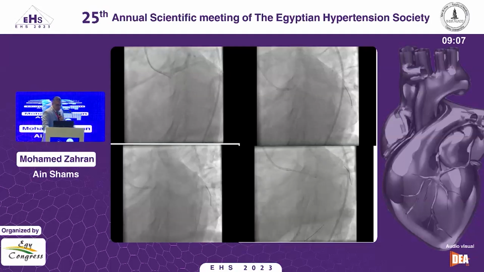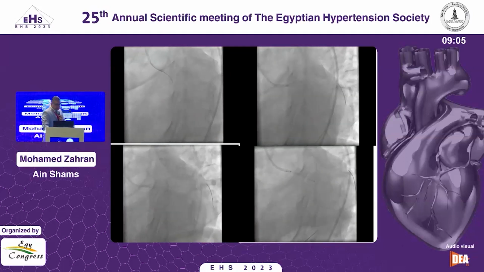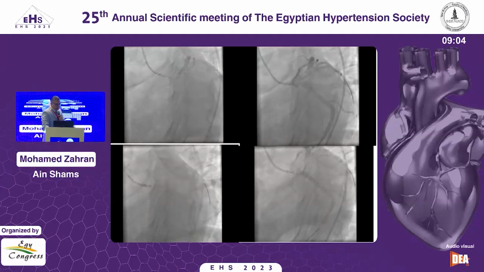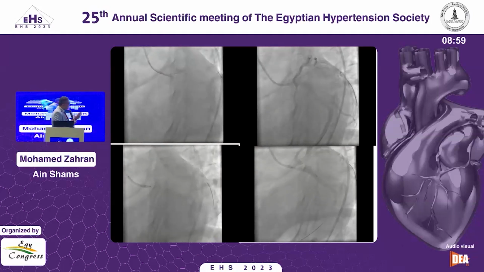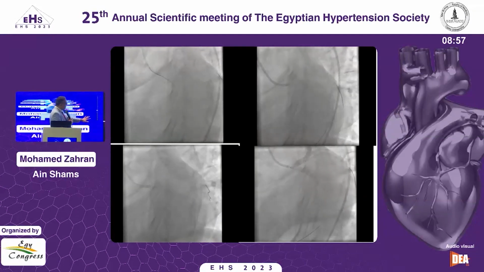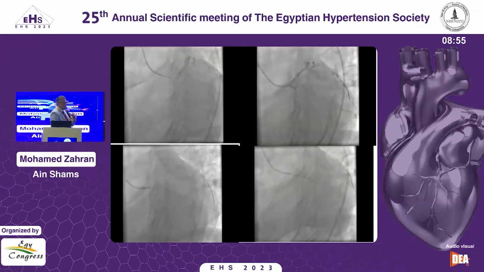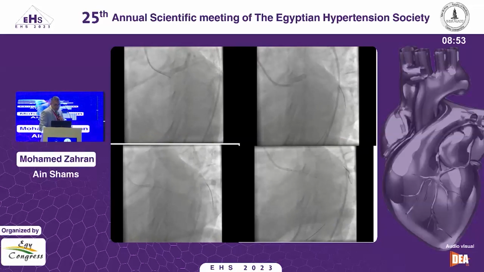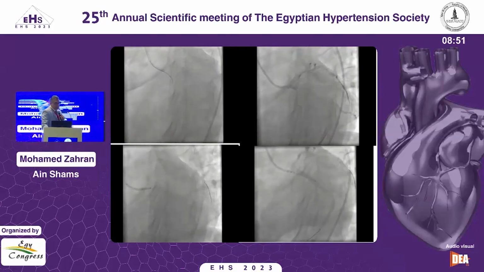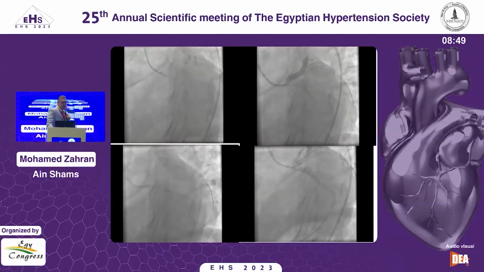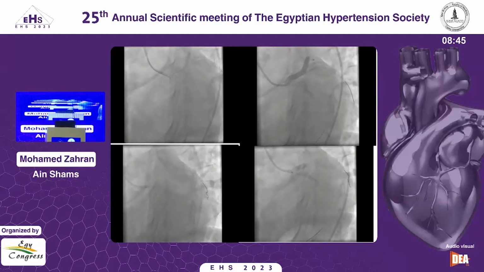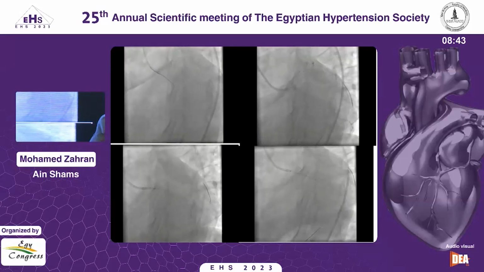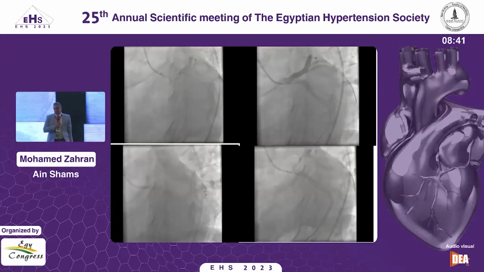So very quickly, I passed 2 floppy wires successfully. Once those floppy wires were passed, the restoration of the flow was there, and I passed a 4.5 millimeter Onyx stent through the left main, but there is no left main actually, to the ostium of the LCX, which was clear here to show that this ostium is actually near totally occluded because of the flap.